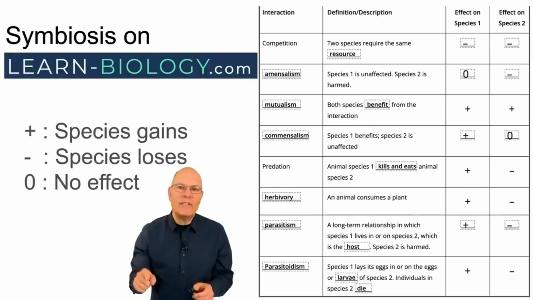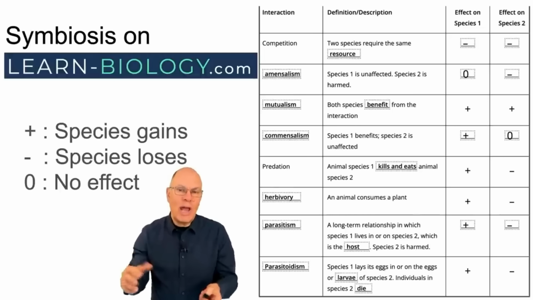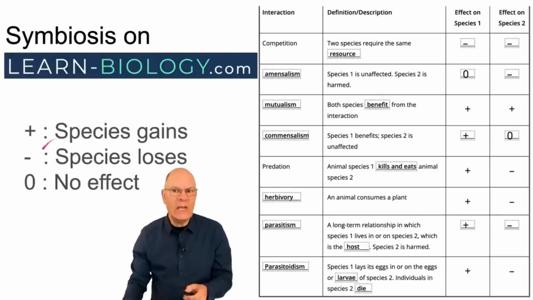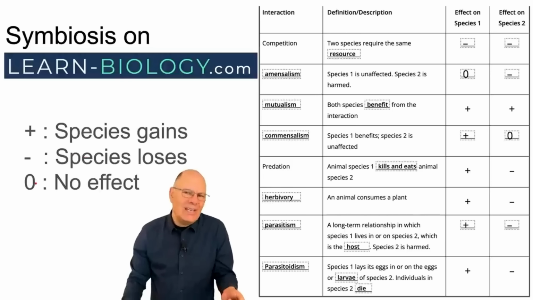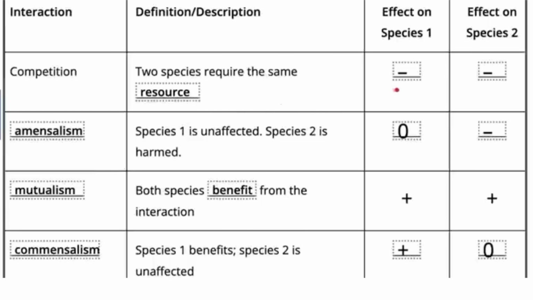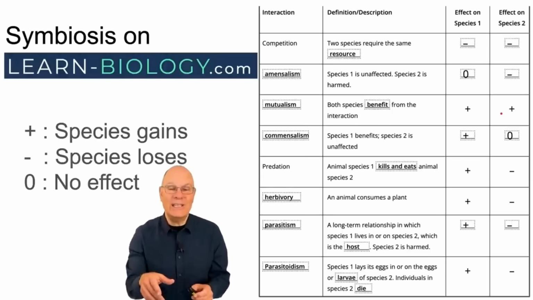One thing that I want to emphasize now is that there's a symbol system that's used to describe their relationship, a kind of shorthand. And a plus sign is used for the species that gains, a minus sign is used for the species that loses, and a 0 is used if there's no effect. So for example, in competition, it's a minus interaction. In mutualism, it's a plus interaction. With that in mind, we'll now go through the various types of symbioses that you need to know.